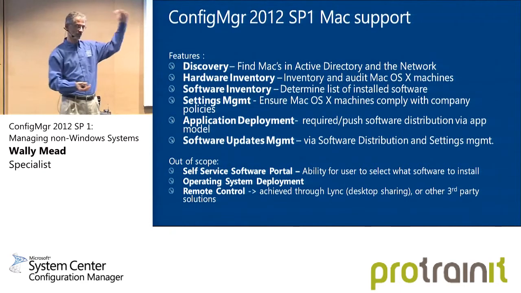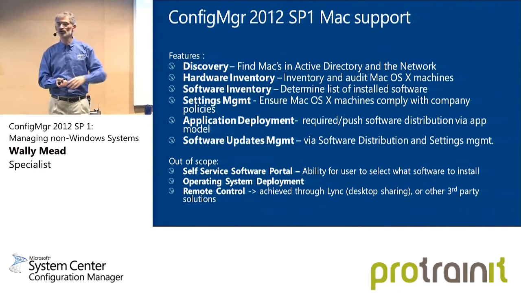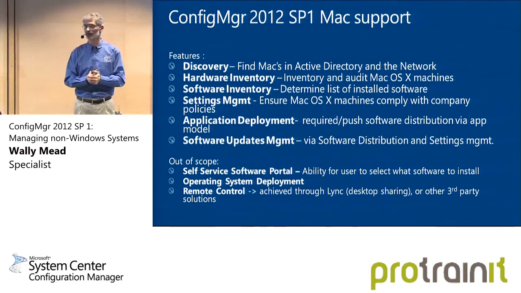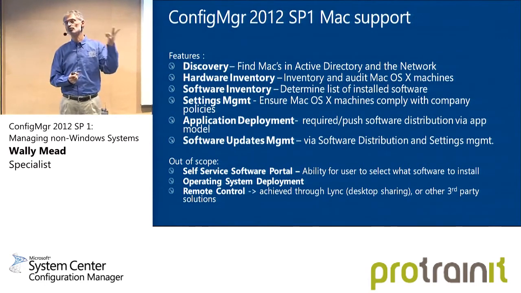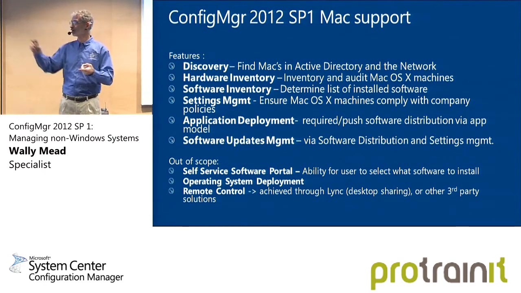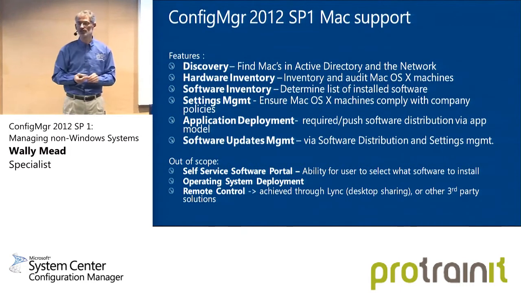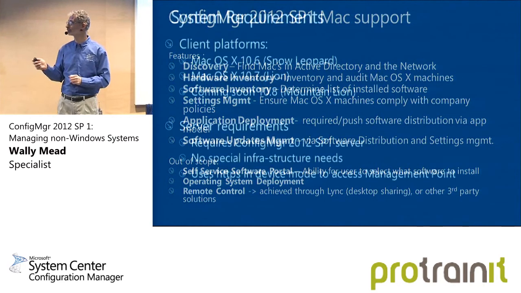Operating system deployment, again, is way up the top of the list. And then remote control. People want to be able to remote control these clients, and we don't have that. You can do so through Linux desktop sharing or third-party products, but that's up on the list as well. So the two biggest requests we have are the self-service portal, so optional software distribution, and then OSD support for Macintoshes. And then remote control is another fairly common one.